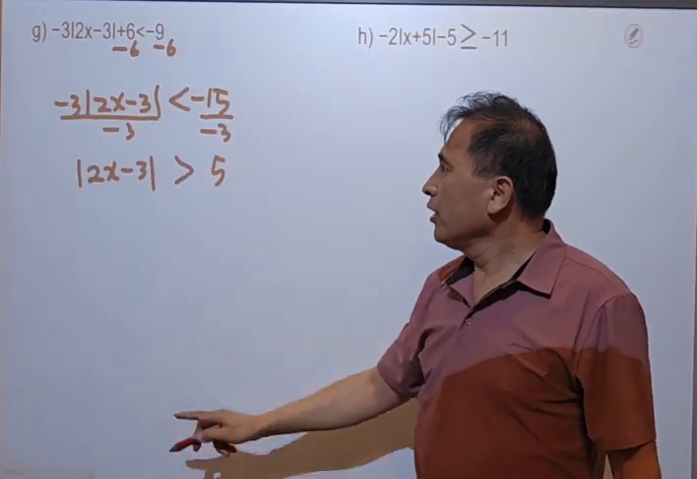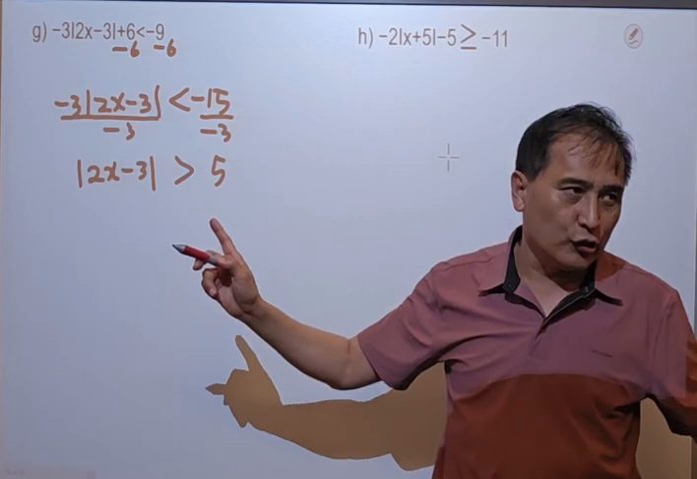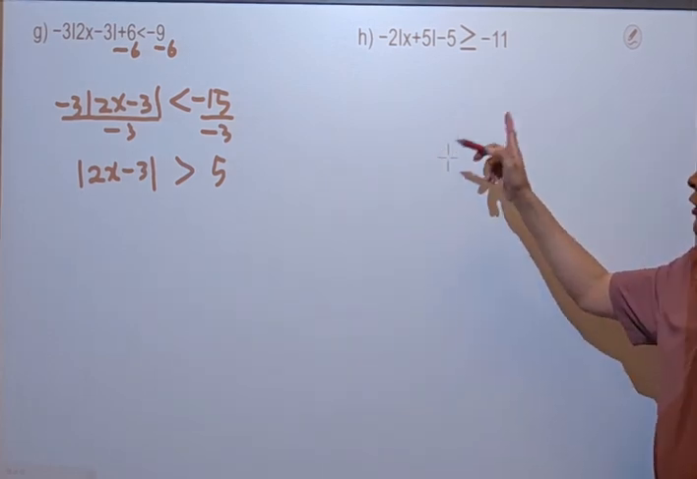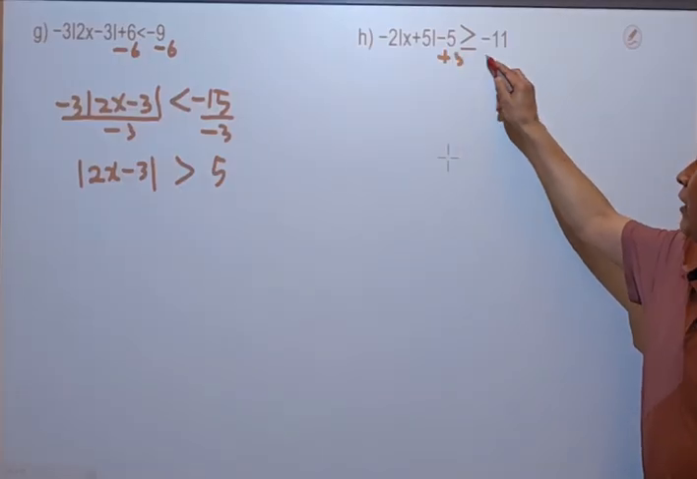So I flipped it. So that's how I isolate the absolute value, right? That's the first thing you need to do. It's the same here. So you need to add 5 first, right? Add 5 here and 5 here.